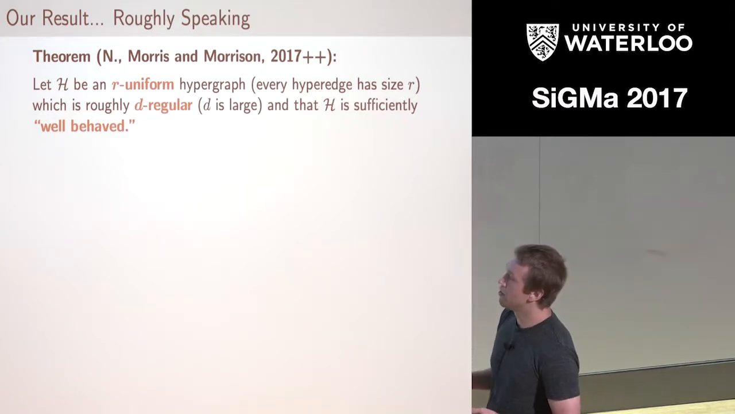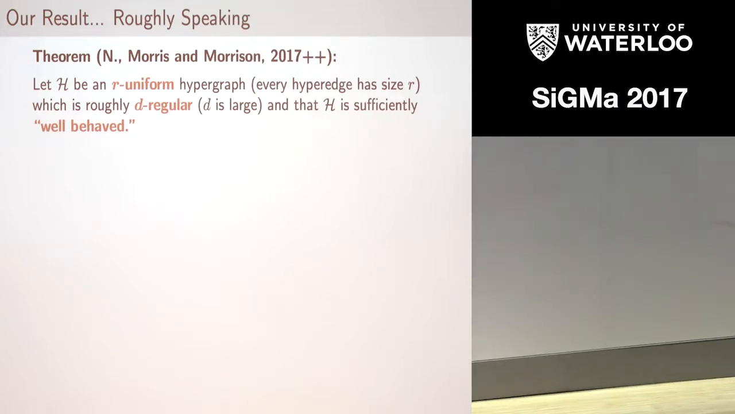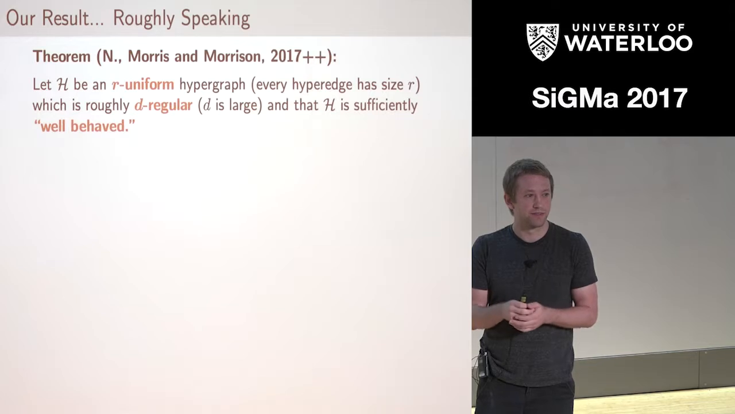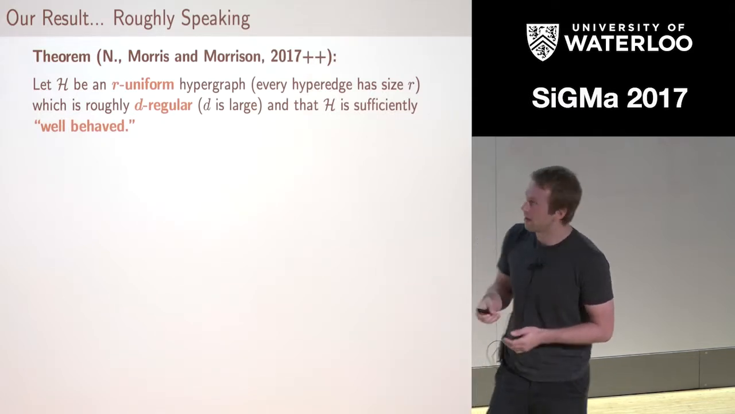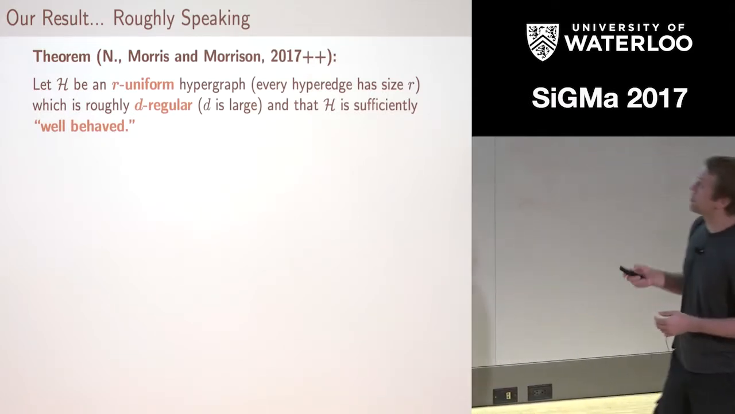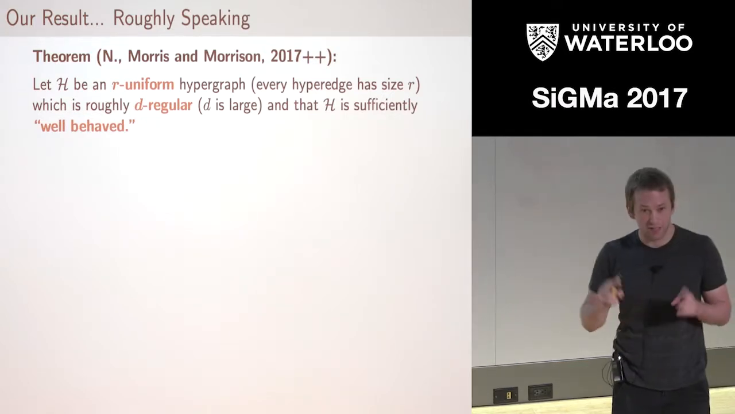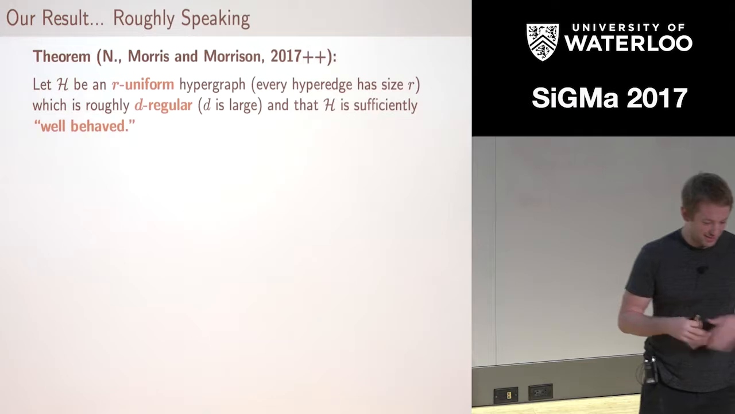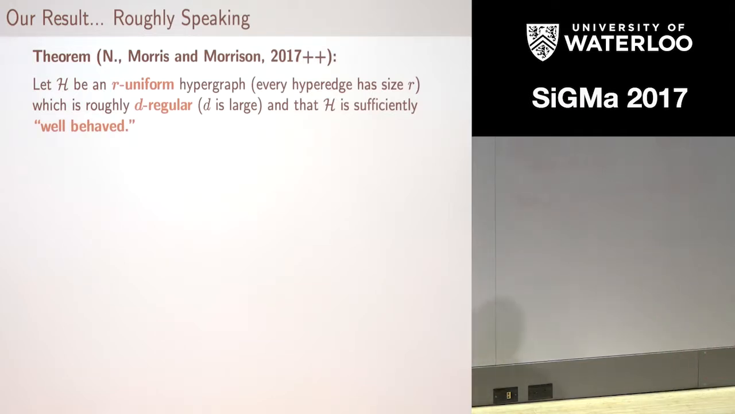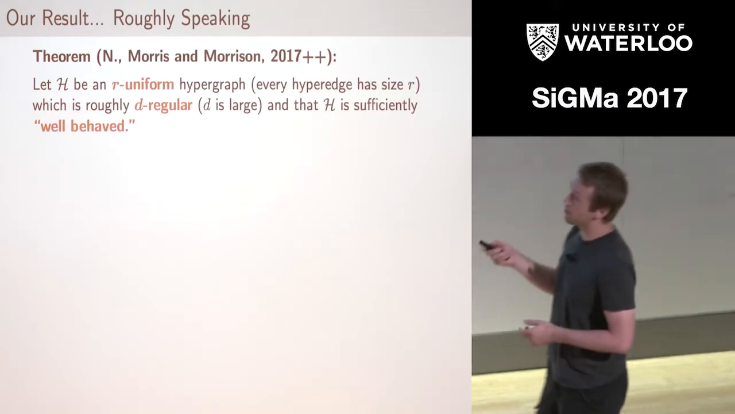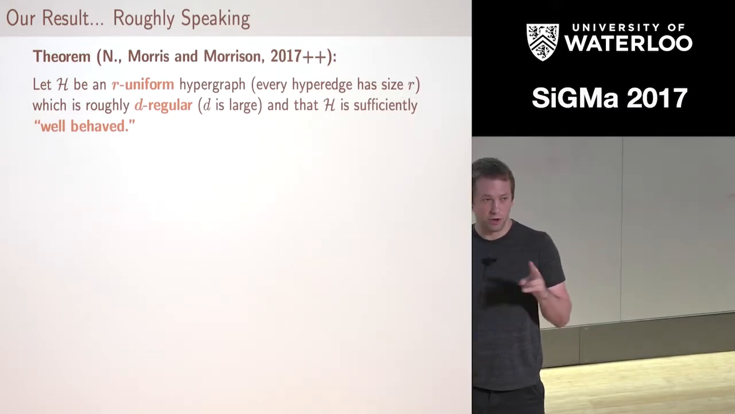We assume that it's roughly D-regular, meaning that every vertex is contained in approximately D hyperedges. D is going to be large, and we assume that the hypergraph is sufficiently well behaved, which is something I'm sweeping under the rug here. I can roughly say that the most important thing is that the codegrees are not too large.